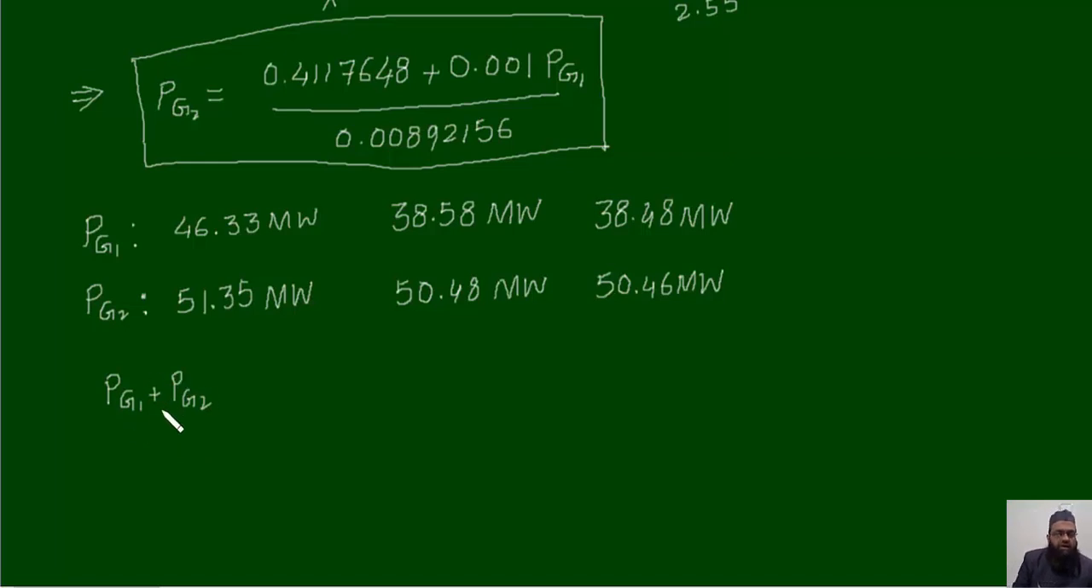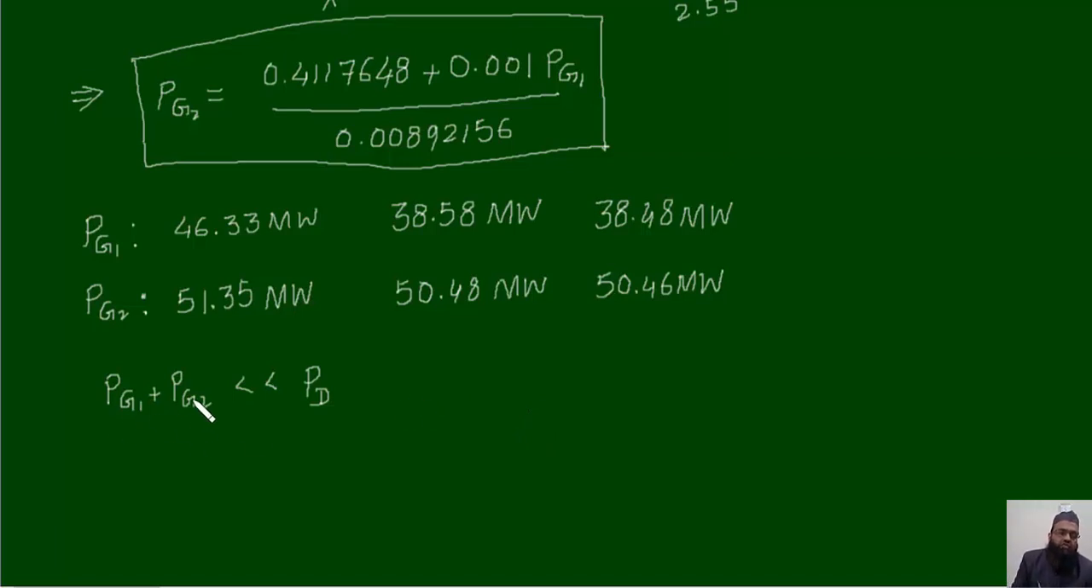So this sum Pg1 plus Pg2 should be greater than demand, 160 megawatt. So we get this 38 and 50, less than 100 megawatt. So it is not possible. We can write Pg1 and Pg2 is very less than PD, the demand on the system.